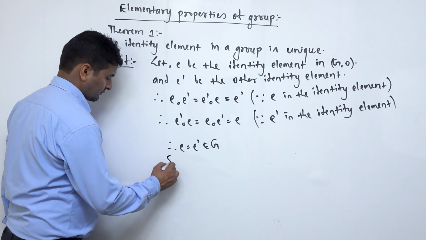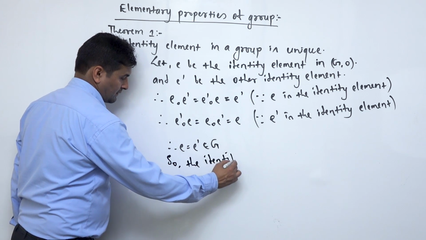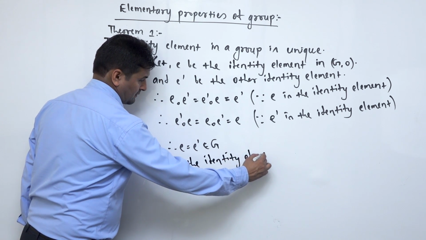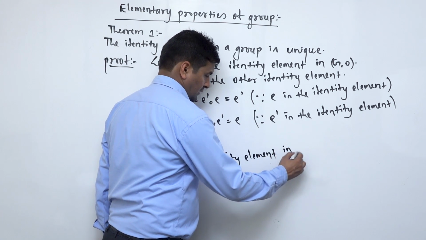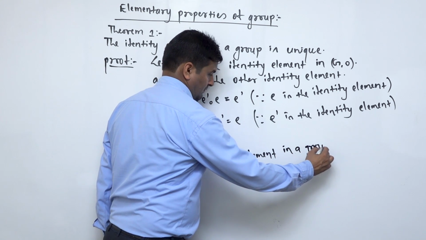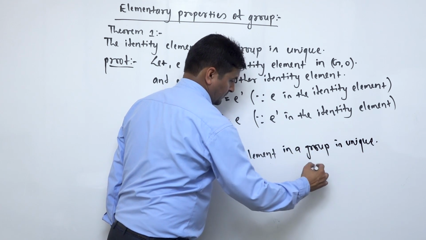So, the identity element in a group is unique. It is proved.